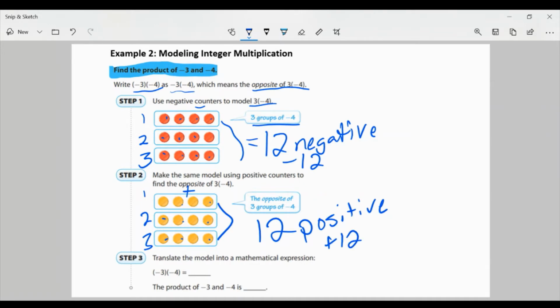When we translate that, that means negative 3 times negative 4 is a positive 12. So the product is positive 12.